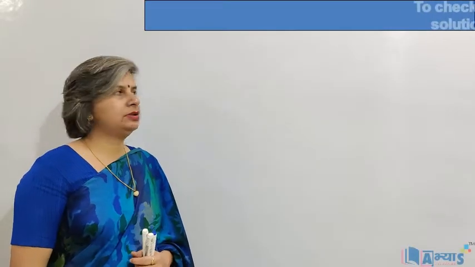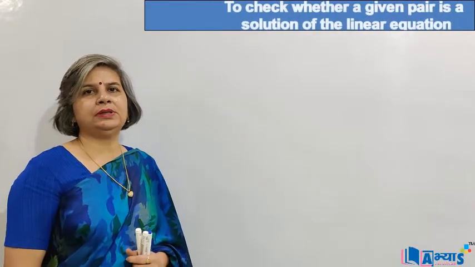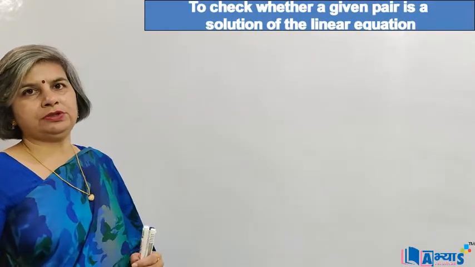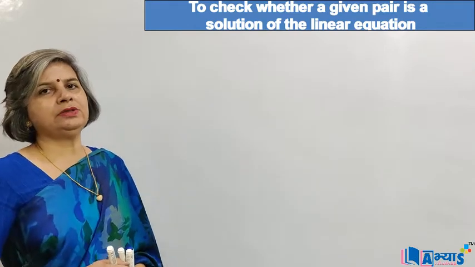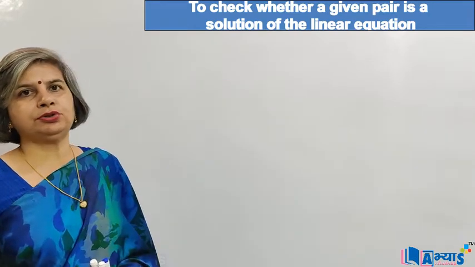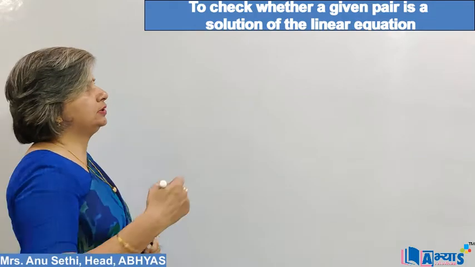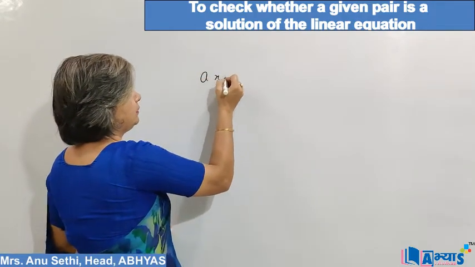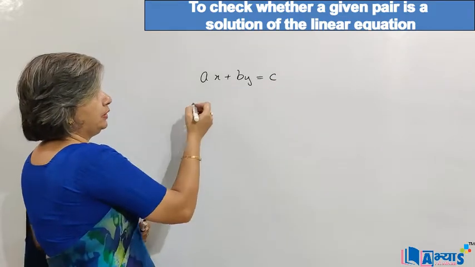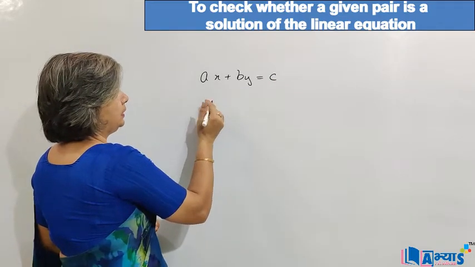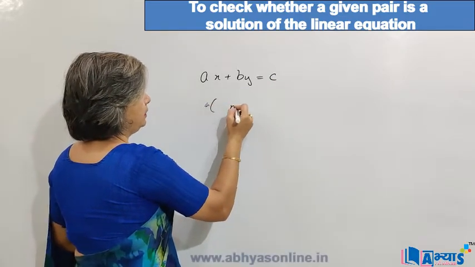Let us discuss the concept to check whether a pair is a solution for the equation or not. That means we are given a pair of values and we are supposed to check whether it is a solution of the equation or not. The general form of the equation is ax plus by is equal to c, and suppose we are given a pair of values as m and n.